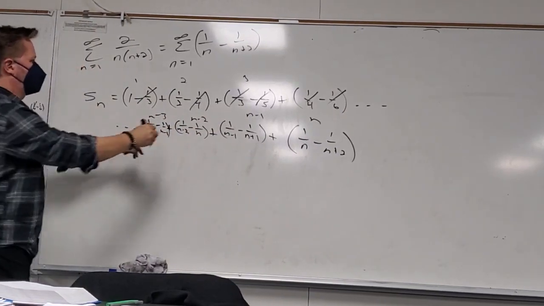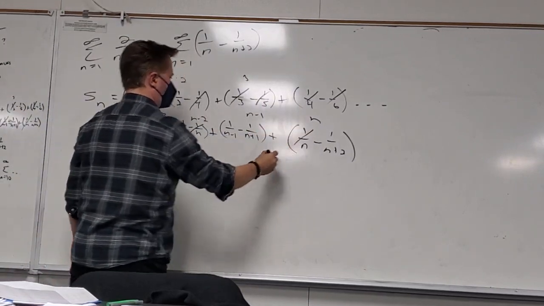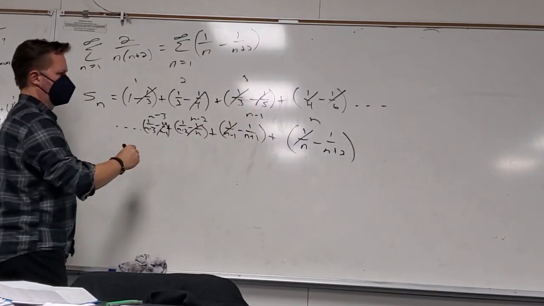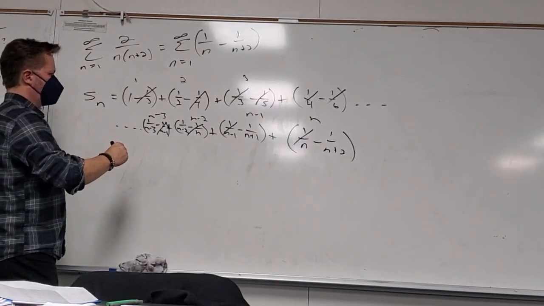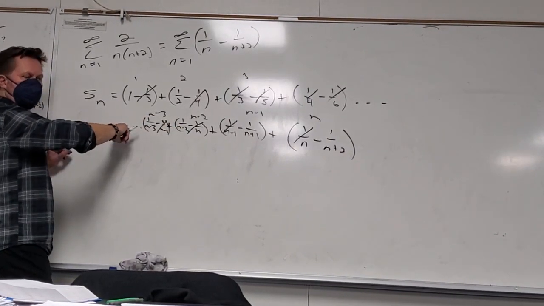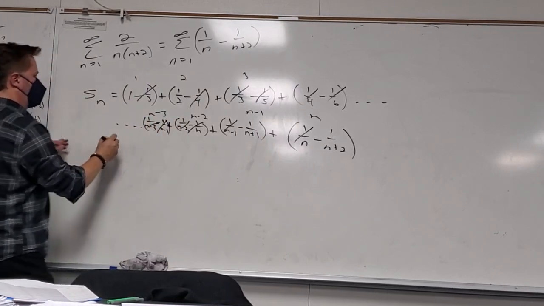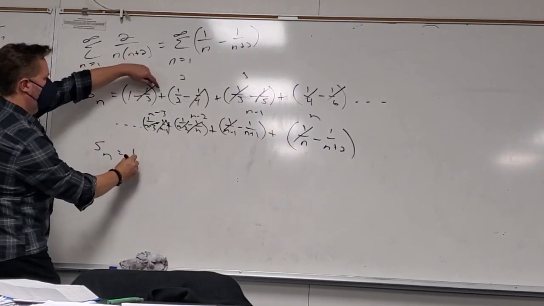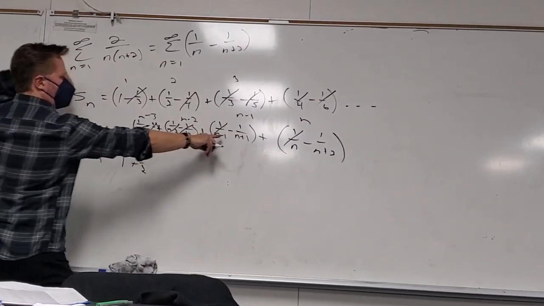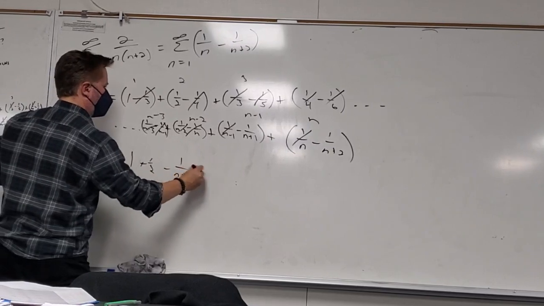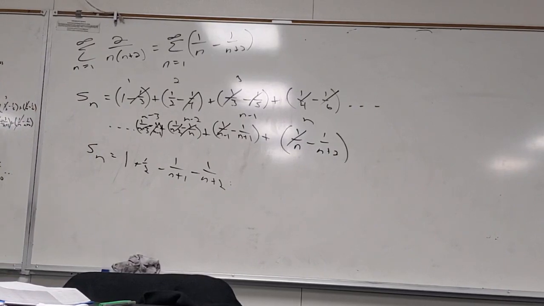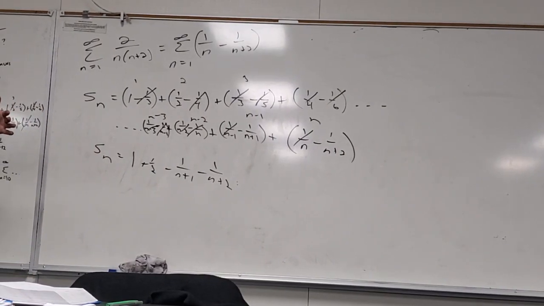So what do you notice happening? Doesn't the negative 1 over n cancel with that one? Doesn't the negative 1 over n minus 1 cancel with that one? And do you see how the n minus 2 term is going to cancel also? So what's left at the end? Sn is 1 plus 1/2 minus 1 over n plus 1 minus 1 over n plus 2. That's the nth sum.